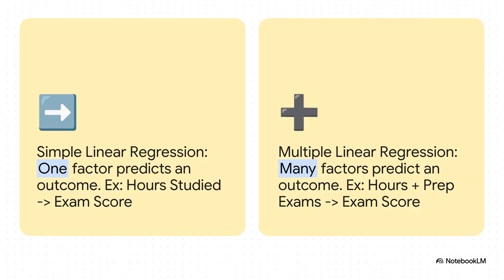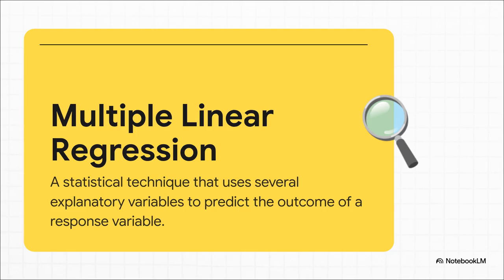But real life is way more complicated, isn't it? Multiple regression is what lets us build a much richer, more realistic picture by adding in more factors, like, say, how many practice exams you also took. So here's the official textbook definition.